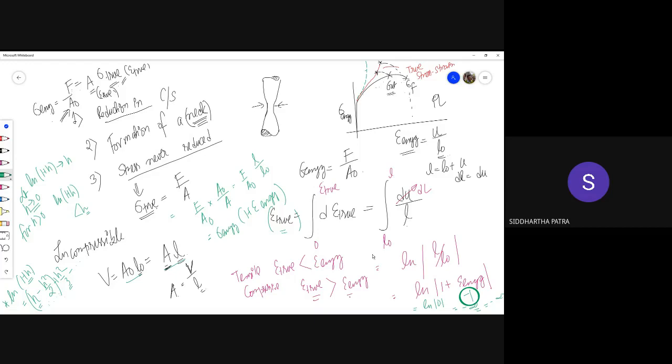That is, why isn't there an ultimate compressive stress? Have you written it down? Why isn't there an ultimate compressive stress? Third assignment question: when does the neck form?